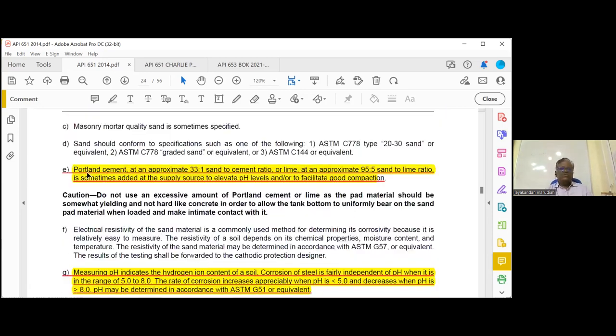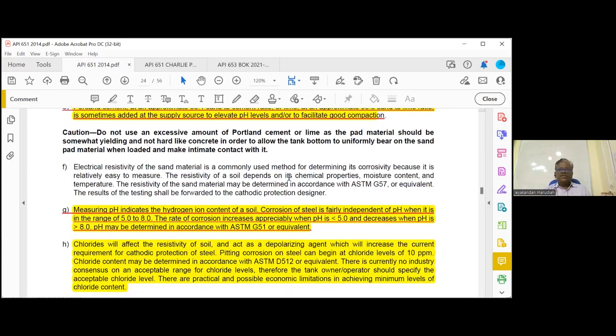This is the next line, highlight this one. Next page: Portland cement at approximately 33:1 sand to cement ratio, or lime at approximately 95:5, is sometimes added to supply source to elevate pH and facilitate good compaction. Yes, we are using lime. Then measuring pH, highlight: measuring the pH indicates the hydrogen ion content of the soil. Corrosion of steel is fairly independent of pH when it is in a range of 5 to 8.